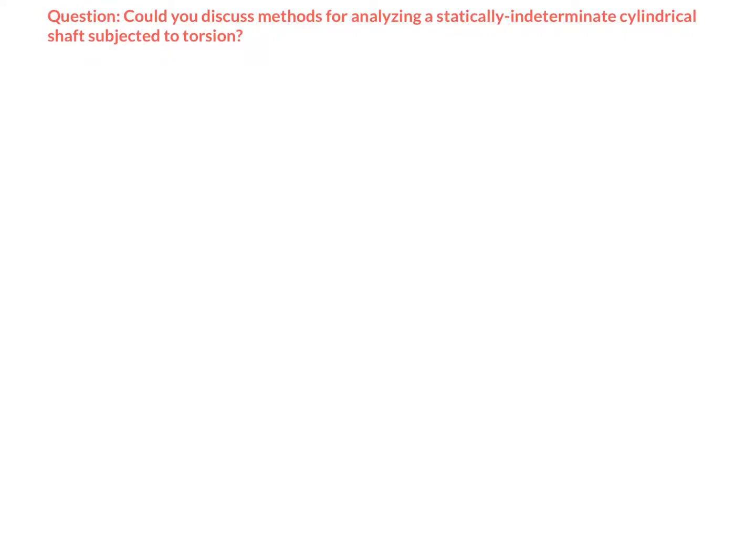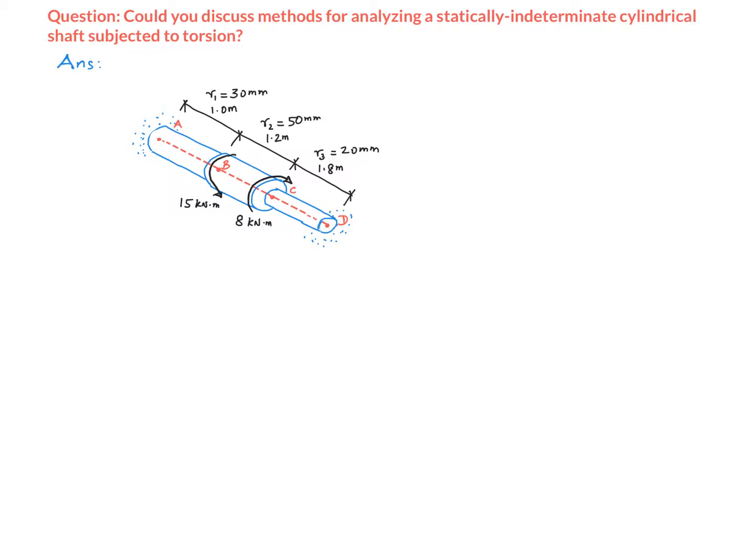The question is, could you discuss methods for analyzing a statically indeterminate cylindrical shaft subjected to torsion? So this is the sort of problem we are talking about. In this example, I have a solid cylindrical shaft consisting of 3 segments, each with different radius and different lengths. The shaft is subjected to 2 internal concentrated torques, one at point B and another at point C. The shaft is fixed at point A and point D.